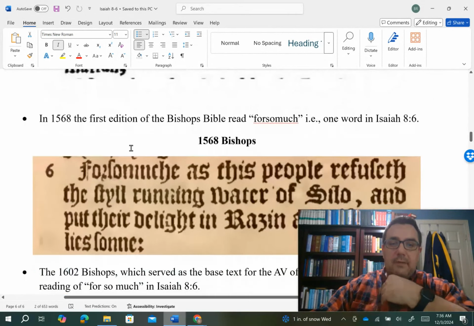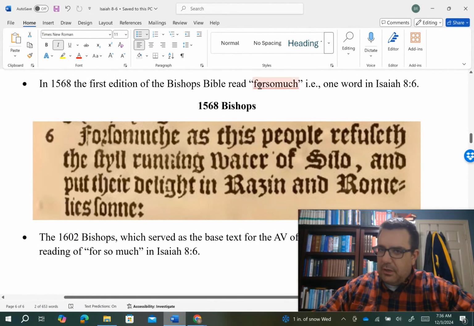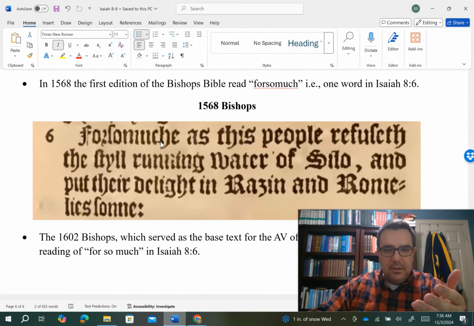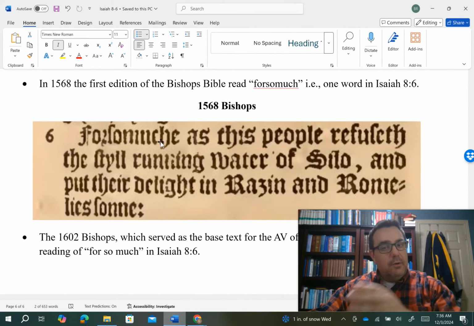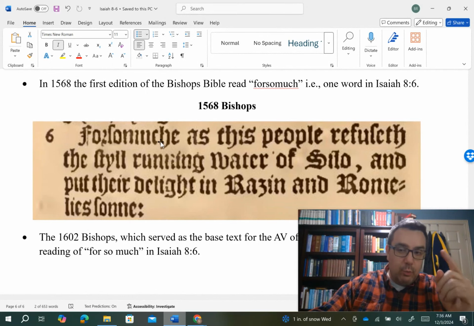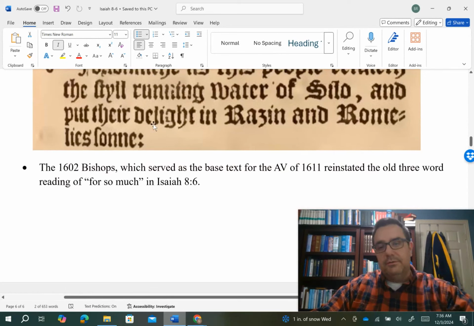Moving forward in time from there, we have the 1568. This is the first edition of the Bishop's Bible. And then notice a change here again, Forsomuch, i.e. one word in Isaiah 8:6. So here's a screenshot from the 1568 Bishops, and we can see Forsomuch as one word, okay? So it's interesting. So now we have three different conventions. The majority are following Forsomuch, three words. Geneva has something totally different in because. The first iteration of the Bishop's Bible has Forsomuch now as one word, not as three separate words, okay?